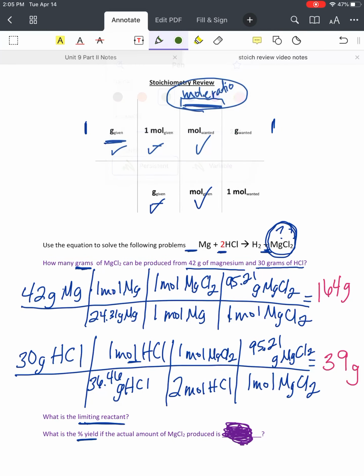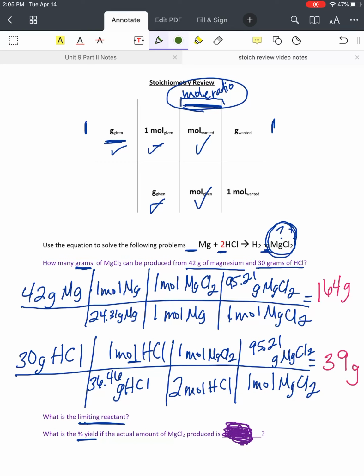Let's look at our limiting reactant. Okay, so limiting reactant, remember, is the one that runs out first. It's like my marshmallows from yesterday's lecture. If I run out of marshmallows, I can't make any more s'mores, right? That's my limiting reactant. That's gonna limit the number of s'mores I can make.